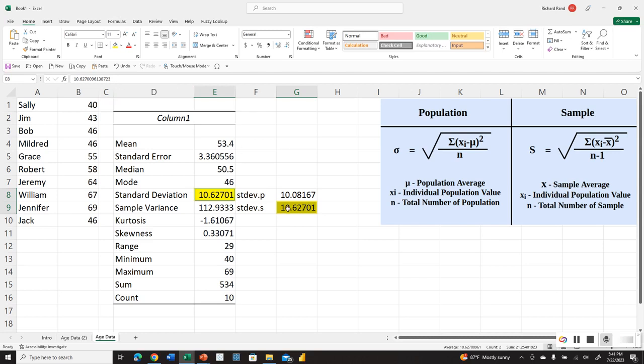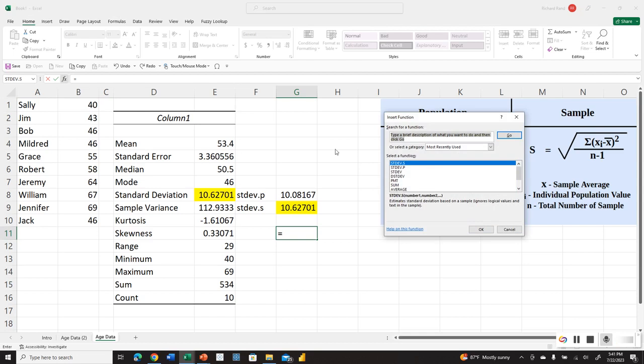Now, I want to show you something else here. If I go back into this and I hit equals, and let's say I'm searching for all the possible standard deviation formulas. So I'm going to change this to all, and I'm going to type in stdev. I'm going to get a lot of these, right? I got several of these here. What are these? Well, the first one, this is used for something with Excel 2007. We don't want to use that. We've looked at P and S.